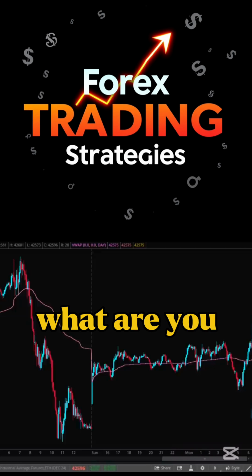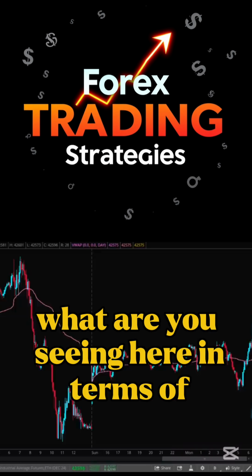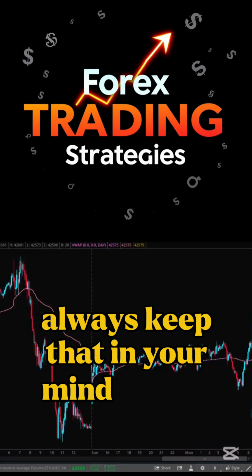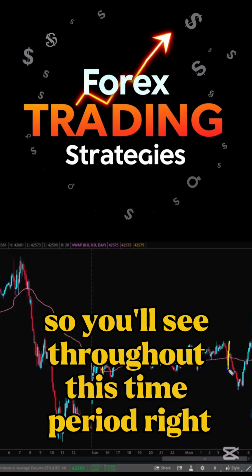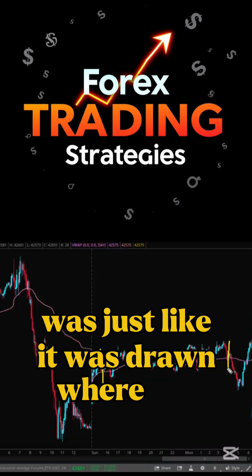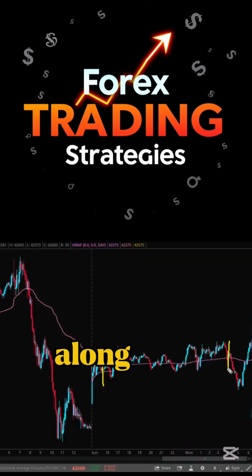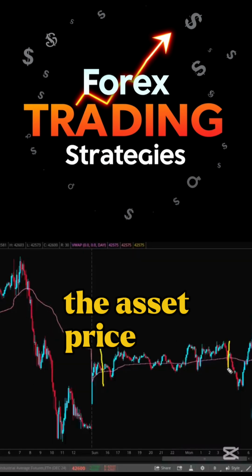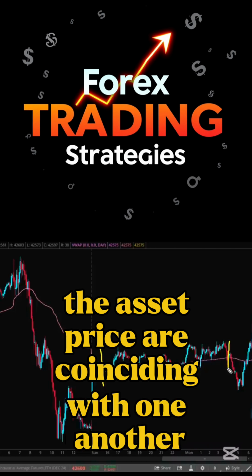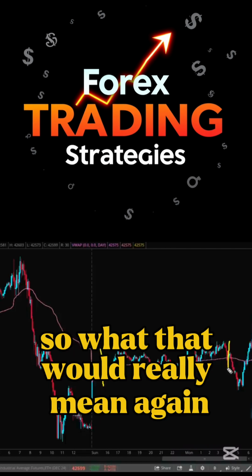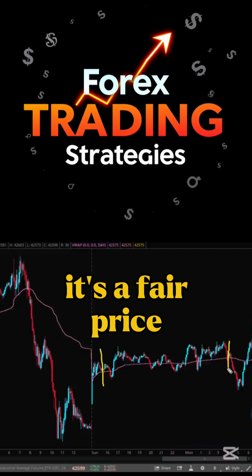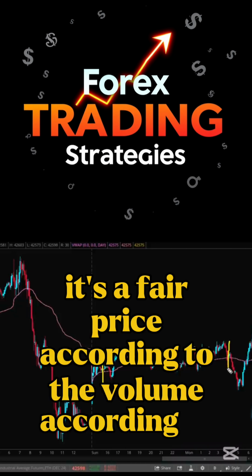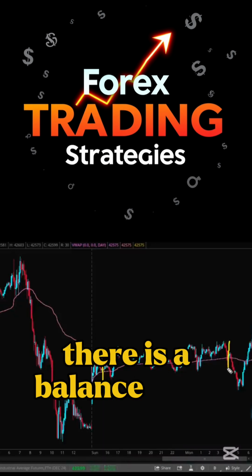What are you seeing here in terms of should be? Always keep that in your mind, should be. So you'll see throughout this time period, just like it was drawn, the asset is right along with the VWAP, and the VWAP and the asset price are coinciding with one another. So what that would really mean, in layman's terms, is it's trading at fair value. It's a fair price. According to the volume, according to the price, there is a balance there.